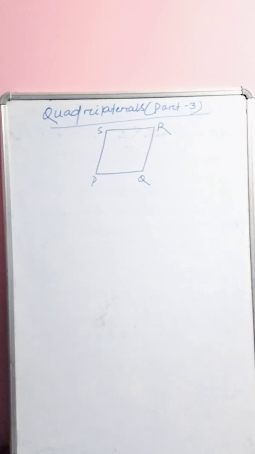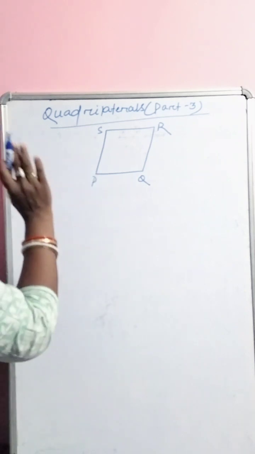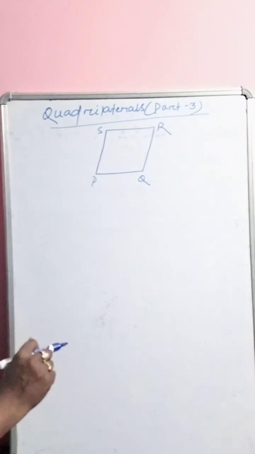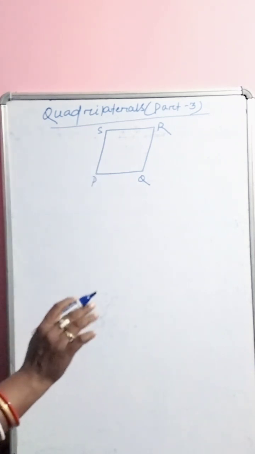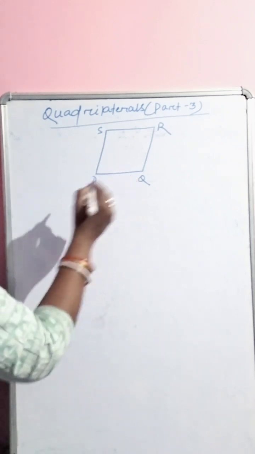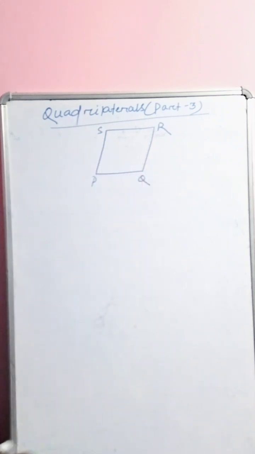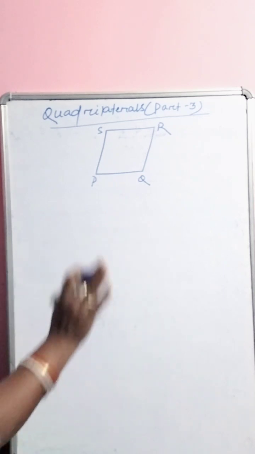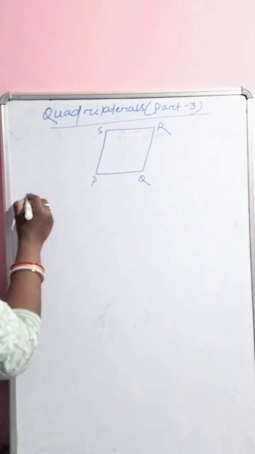Today we are going to discuss Quadrilateral Part 3. In Part 2 we have already discussed adjacent sides and adjacent angles. In Part 3 we will discuss opposite sides, opposite angles and diagonals.